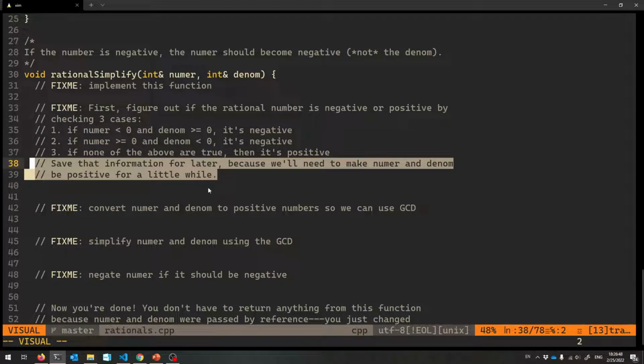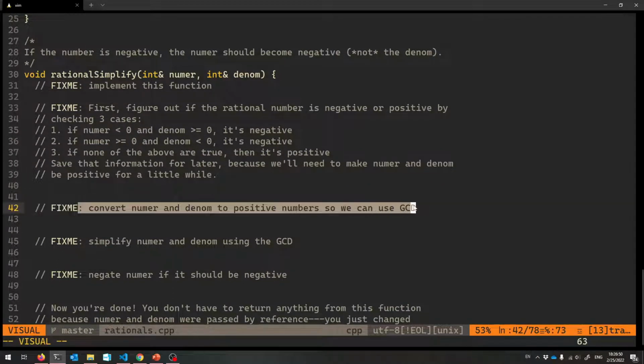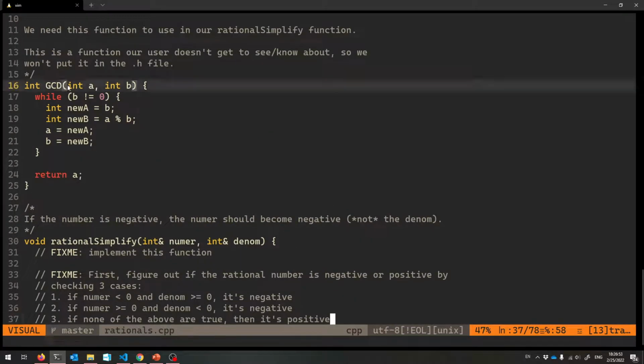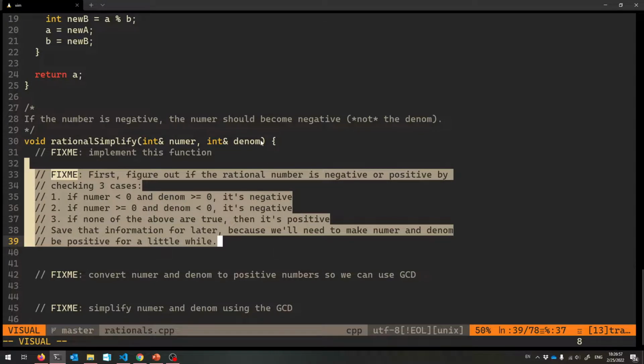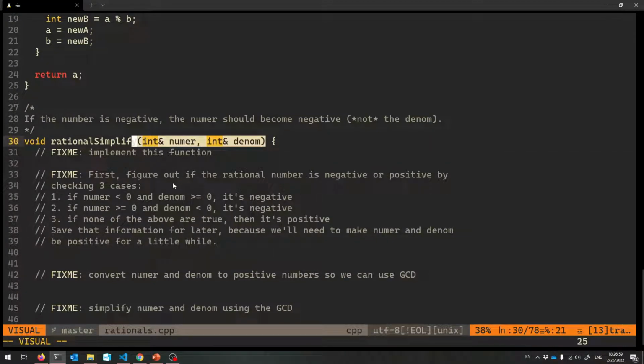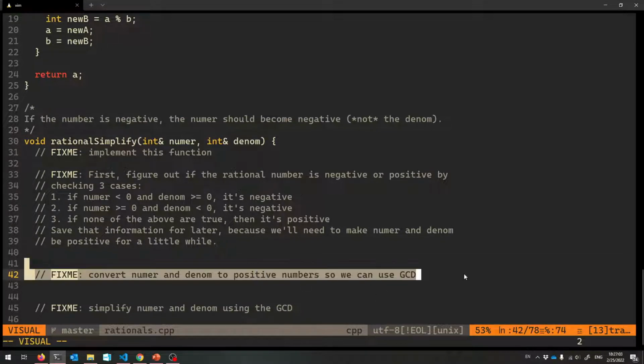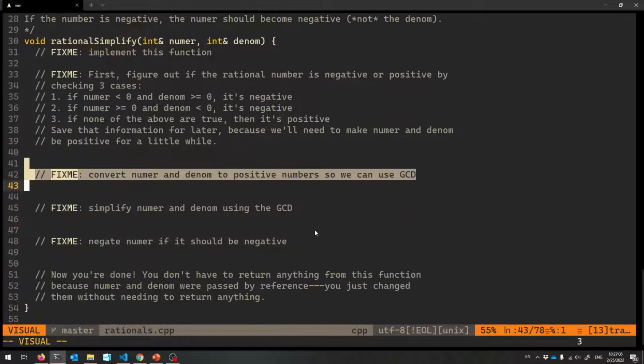Because when you call GCD, sadly, you can only give positive numbers. GCD does not work when these numbers are negative. So you have to remove the negativity from your numerator and your denominator for a split second. You have to remember that it was supposed to be negative, because you can't use GCD otherwise. I hope that makes sense. Yell at me if it does not.